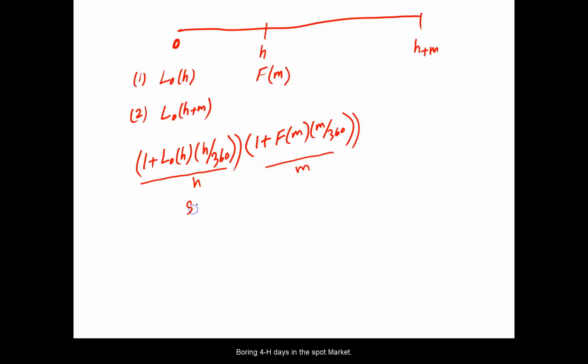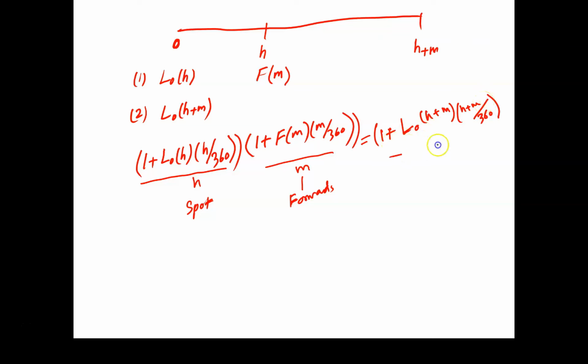Borrowing for H days in the spot market and then borrowing for M days in the forward market using FRAs. Now, borrower 2, on the other hand, borrows for H plus M days in one go. So 1 plus the spot rate for H plus M days, and H plus M divided by 360. So borrower 2 is only using the spot market for borrowing.